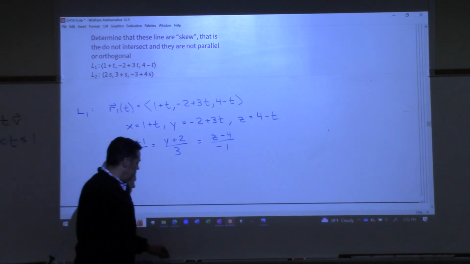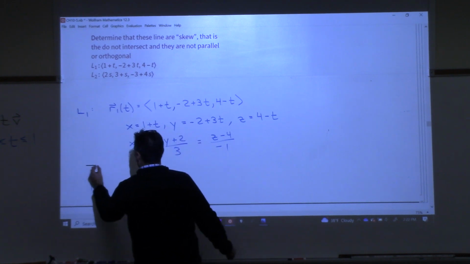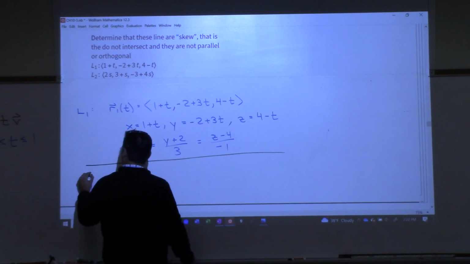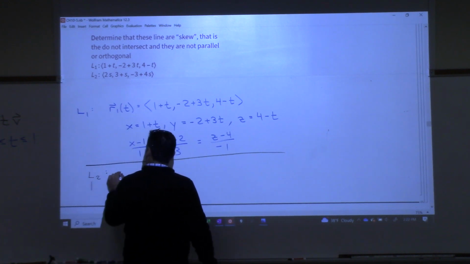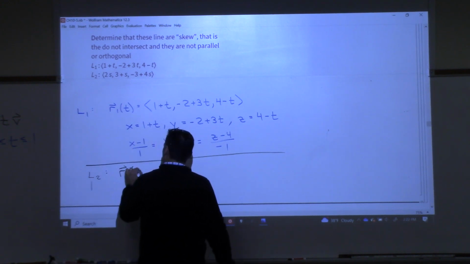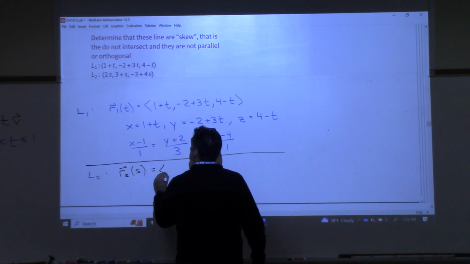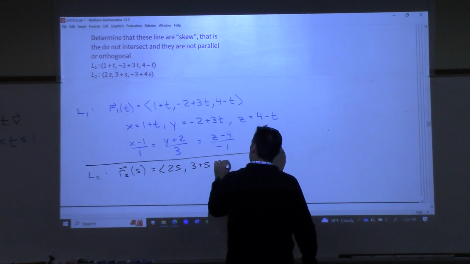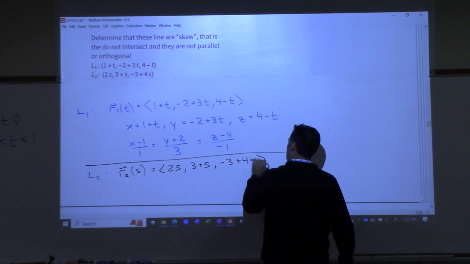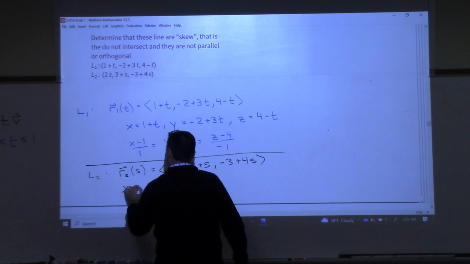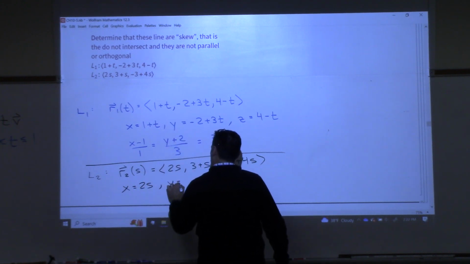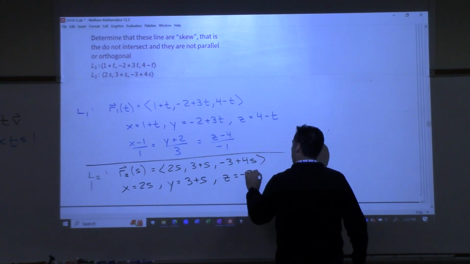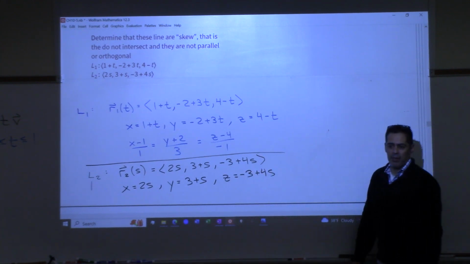Let's do it for the other one. For L2, I'm going to write R2 of s equals 2s, 3 plus s, negative 3 plus 4s, and then x equals 2s, y equals 3 plus s, and z equals negative 3 plus 4s. Those are my parametrics.